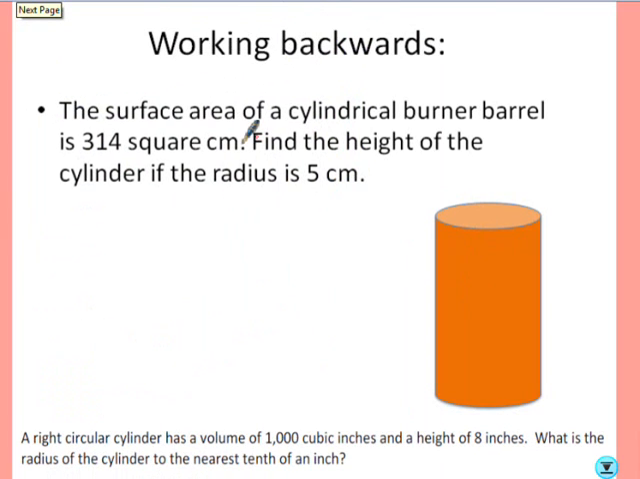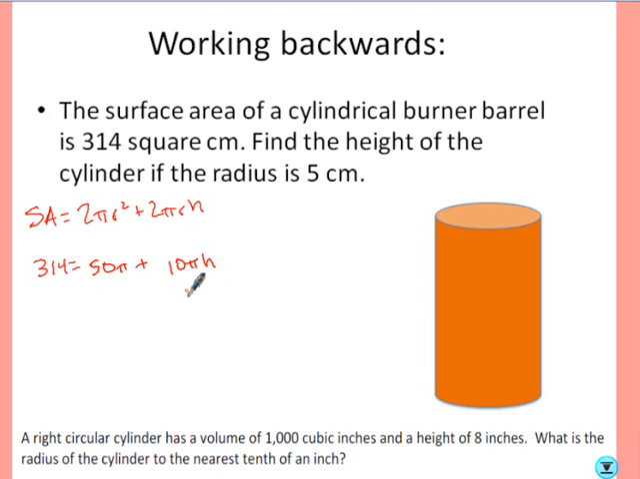Let's take a look at another one. The surface area of a cylindrical burner barrel is 314 square centimeters. So I go to my formulas. Surface area for a cylinder is 2 pi r squared plus 2 pi rh. Okay, and then I'm just going to start plugging stuff in. The surface area is 314. The radius is 5, so this becomes 2 times pi times 25, or 50 pi, plus 2 times pi times r, so 10 pi h.